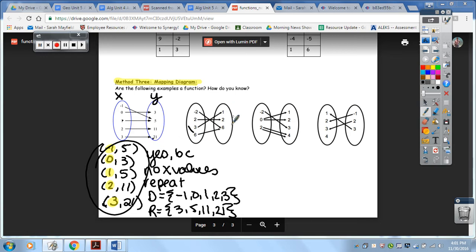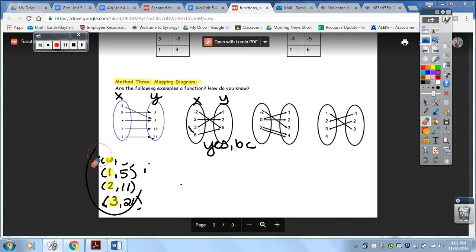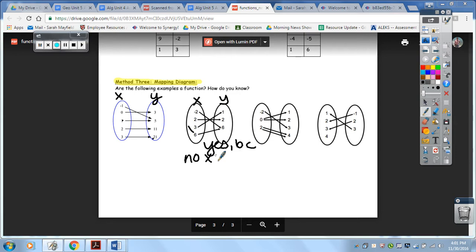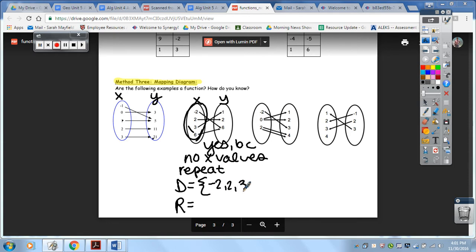So if you look at this one, these are x, these are y. Every x value is going to one y value, so yes, because no x values repeat. So because I said yes, I have to state the domain and the range. The domain are all these values, -2, 2, 3, 6. And the range is 1, 2, 6.